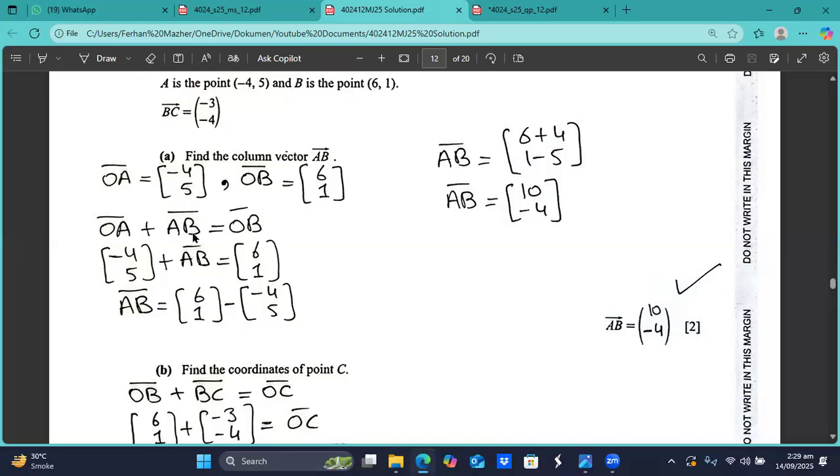The formula for the position vectors, OA plus AB is equal to OB, and this is -4, 5 plus AB. I want to find out vector AB, 6 and 1. Okay, the position vector of the B, take this bracket to this side, it will subtract. From X, subtract the X. From Y, subtract the Y. So 6 plus 4 and 1 minus 5, that is 10, and this is -4. So the AB vector will be in the column vector form, 10, -4.